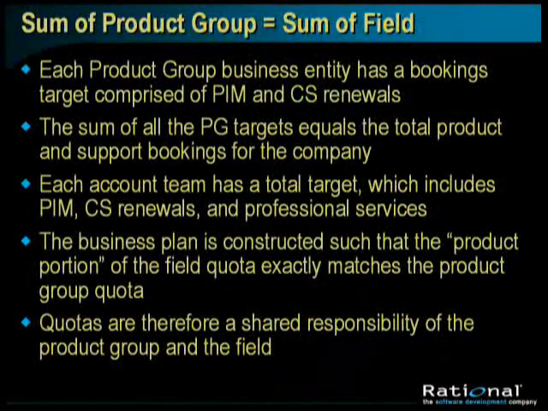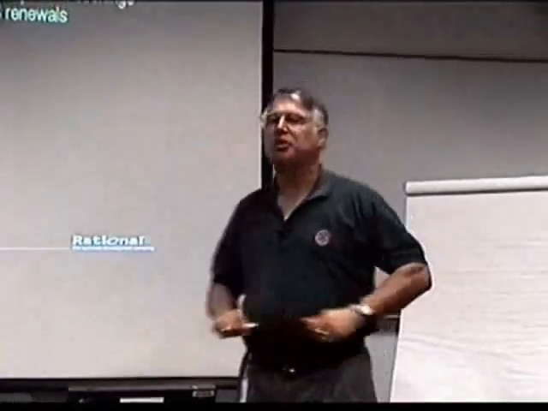The main thing in putting together the business plan is the business plan has to be consistent. Okay? In other words, you can't have a business plan for the product group and a business plan for the field and have those two things be inconsistent. You can't have the field saying we're going to deliver $400 million in revenue if the product group is expecting $500 million in revenue, right? Those two plans better agree. So let's look at how the product group builds up its plan.